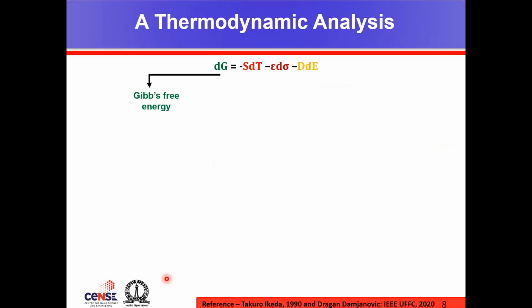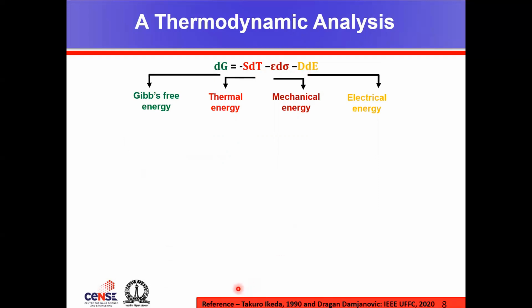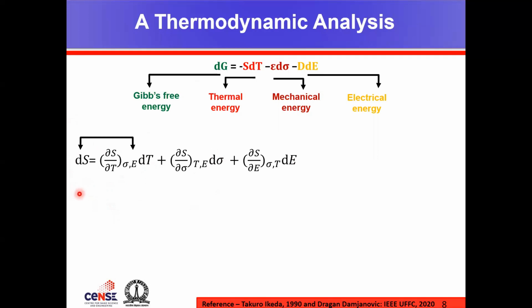The change in the Gibbs free energy of a system can be attributed to the variations in the thermal, mechanical, and electrical energy. This equation shows the case where temperature, stress, and electric field are the control variables. Since we are dealing with variations in multiple parameters, each of the outputs is linked to the variation of the parameters in the distinct domain. The first equation here reflects the change in the entropy due to the variation in temperature, stress, and electric field. When you look closely, you see that the term over here is nothing but the heat capacity relationship.